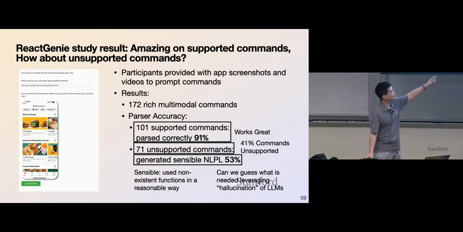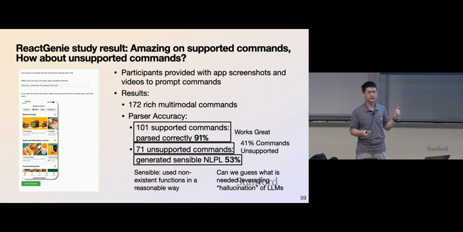But an interesting thing is we observe that even for those unsupported commands, our parser can generate sensible NLPR, meaning that if those functions exist, it would be correct, 53% of the time. In some sense, this is like hallucination of LLMs. It hallucinates a function that doesn't exist. But if the function exists, it would have solved the user's problem. So basically, the point of React Genie Wizard is trying to leverage this LLM hallucination to solve our problem, which is to tell developers what functions they need to implement.